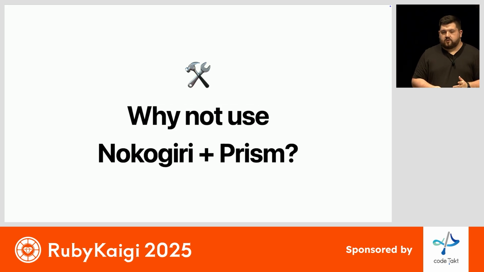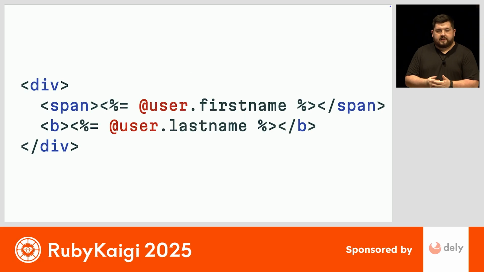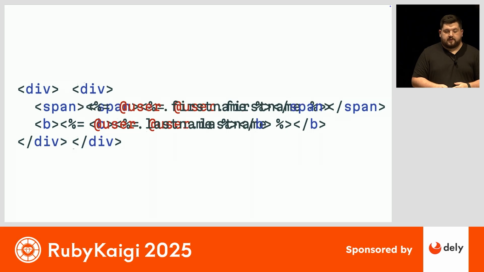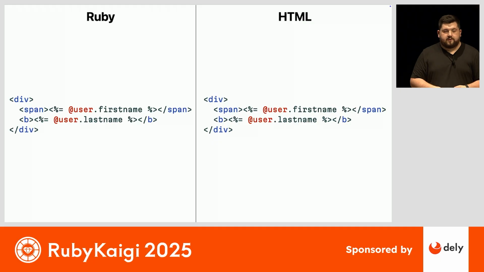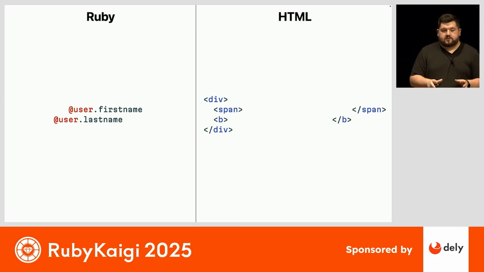So can we just use Nokogiri and Prism to make this work? If you have a look at this file here, this is a standard ERB and HTML file. What we could do is split this up and look at this from 2 different angles, one from the Ruby aspect and one from the HTML aspect. Then we could say, let's remove the Ruby from the HTML and the HTML from the Ruby, so we just have the source of each of the languages left.